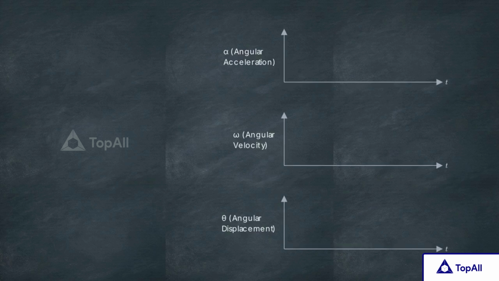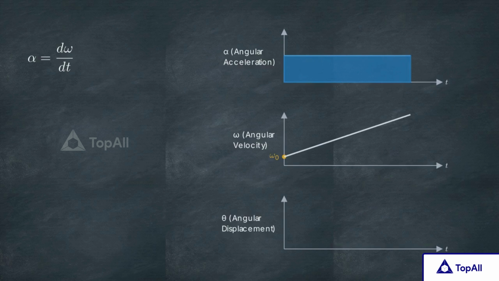We start with the definition of constant angular acceleration. Alpha equals the derivative of angular velocity with respect to time. By integrating this constant acceleration over time, we find the change in angular velocity. This integration results in our first equation, omega equals alpha t plus the initial angular velocity.